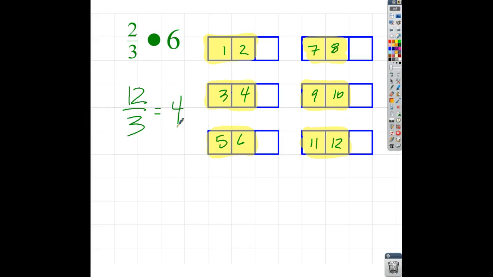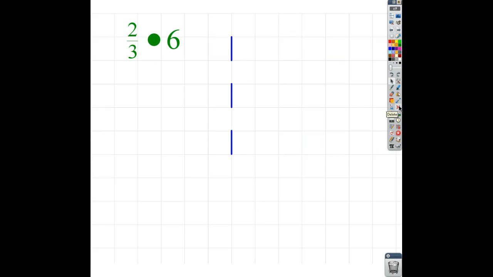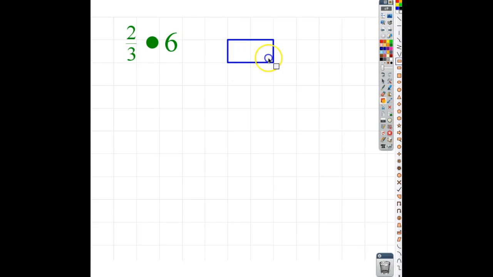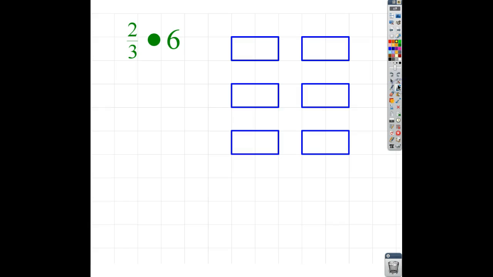Another way, again, is I could redo this and make the whole 6. So we're going to start with 6, and you can choose which one you want to do here. 1, 2, 3, 4, 5, 6. So here's the whole. I get all of these, and I'm going to break these into 3 groups, and I get to keep 2 of them. So this is where I'm going to say my whole is 6, because I'm going to take a part of a whole.